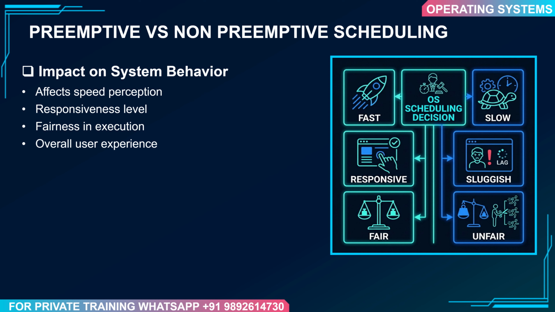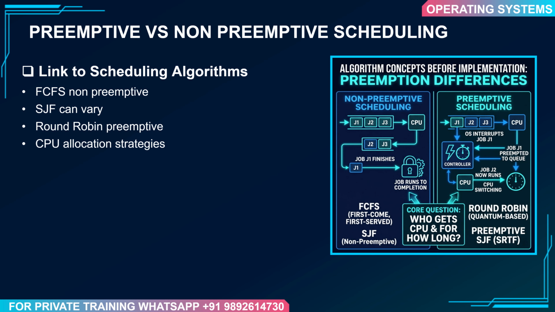Whether it feels fast or slow, responsive or sluggish, fair or unfair, all of that depends on how scheduling is handled. As we move forward into specific algorithms like first come, first serve, shortest job first, and round robin, you will notice that some are naturally non-preemptive, while others are designed to be preemptive. Understanding this difference now will make those algorithms much easier to grasp because at the core, they are all just different ways of answering the same question: who gets the CPU and for how long?